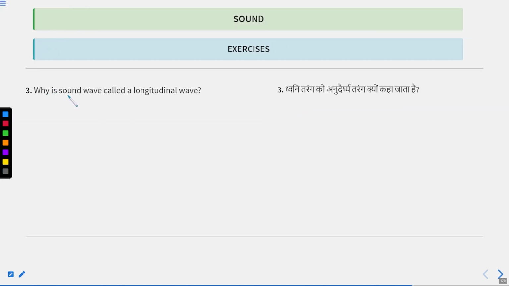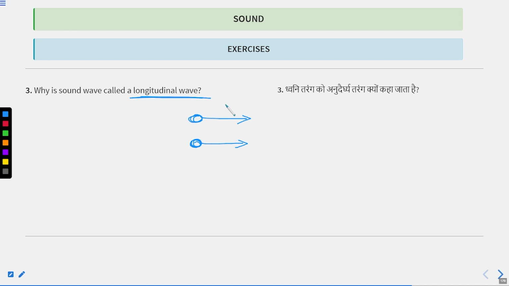Next question is, why is the sound wave called longitudinal wave? So in the class, I have explained to you that there are two types of waves. One is longitudinal wave and another is transverse wave. So the question is, why is sound wave called a longitudinal wave? What will be the answer of it according to you? So in theory part, I have explained that the disturbance and the propagation of sound is in same direction. And when the disturbance and the propagation is in same direction, those type of waves are called longitudinal wave.